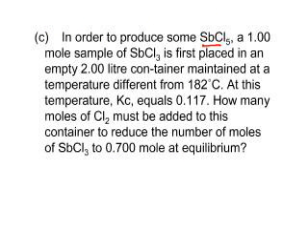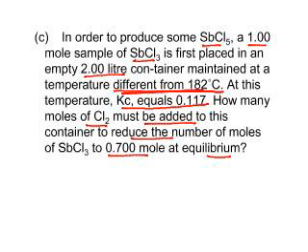In order to produce some SbCl5, a 1 mole sample of this is placed in a 2-liter container, maintained at a different temperature from 182. By the way, I don't think I said this earlier, but the only way to change the value of K is to change the temperature. So since we're at a different temperature, our new K is this number. How many moles of chlorine must be added to produce the number of moles in a 0.7 mole? All right, it's a bunch of math.